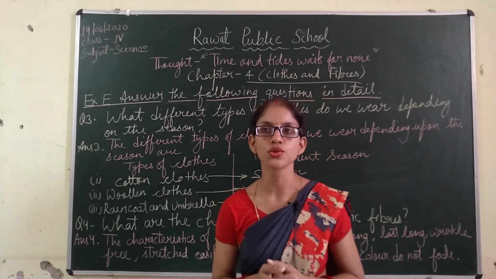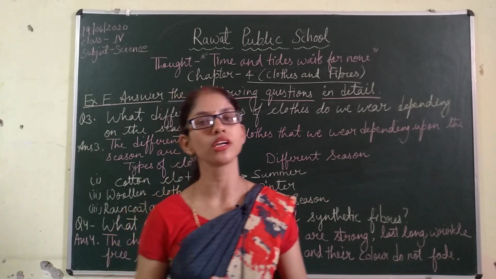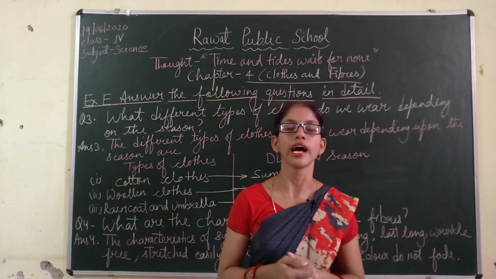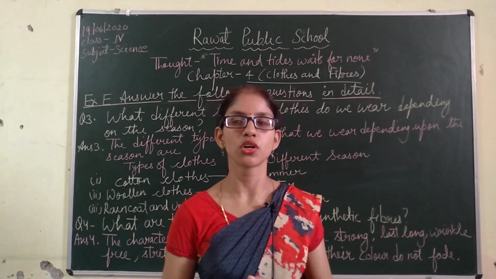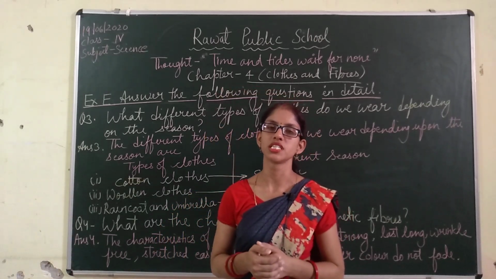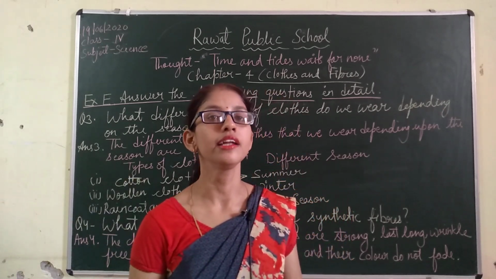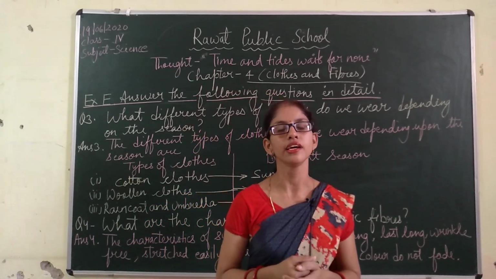Next, the monsoon season. During the monsoon season, or the rainy season, we used to wear gumboots, raincoats and carry umbrellas with us because they are made up of waterproof material. They do not get wet easily and they also dry up very quickly.